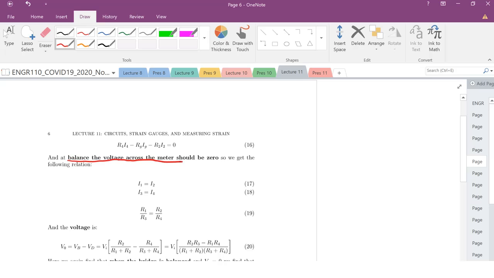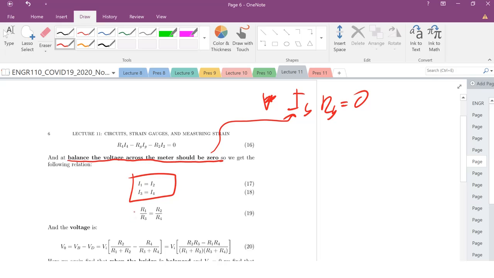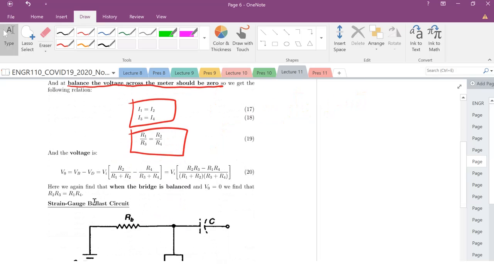the voltage across the meter should be 0. And once you plug in that relationship, basically the voltage across the meter, so V naught, should just be IG RG is equal to 0. That is basically what's going on here. Once you plug in that relationship, you'll find that I1 equals I2, I3 equals I4, and you'll have this relationship as well. So once you have that, then you figure out what's the voltage.